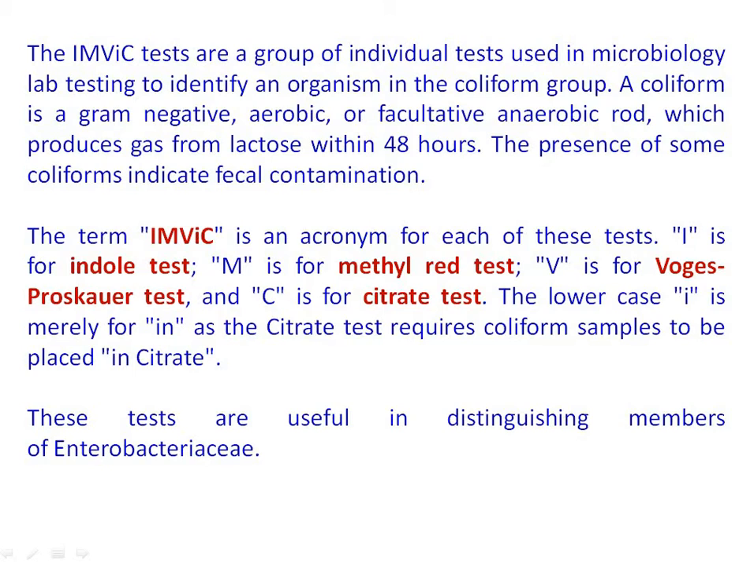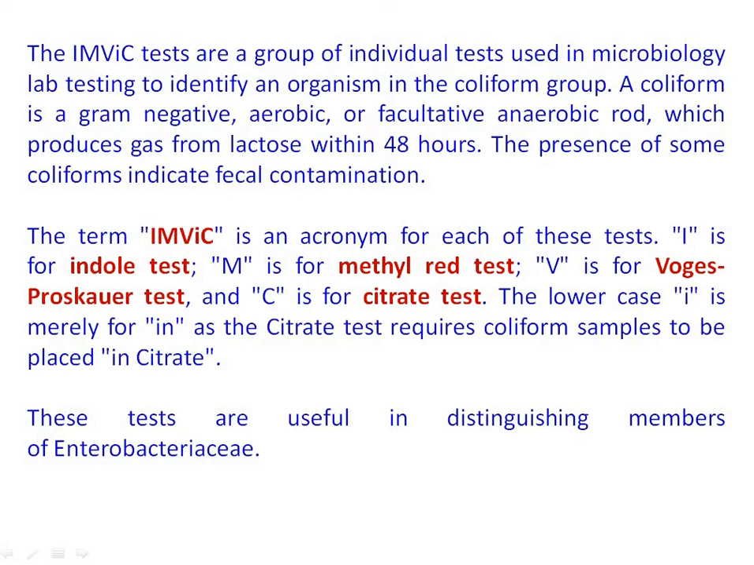coliform group. A coliform is a gram-negative aerobic or facultative anaerobic rod which produces gas from lactose within 48 hours. The presence of some coliforms indicates fecal contamination. So the term IMViC is an acronym for each of these tests.